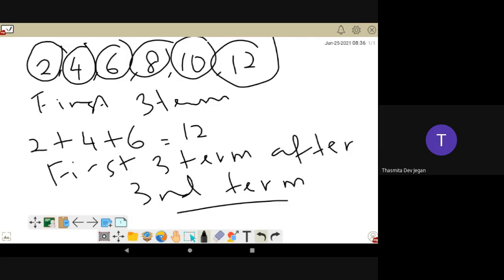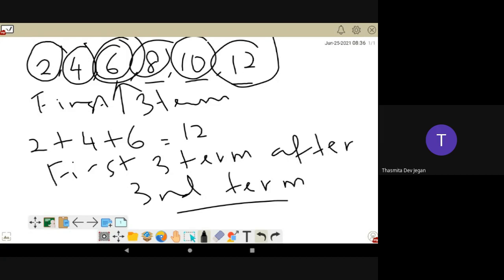So the first three terms after the third term. This is the third term, then the first three terms after the third term are 8, 10, and 12. We will add 8, 10, and 12 here. So this is why we use the first n terms formula.